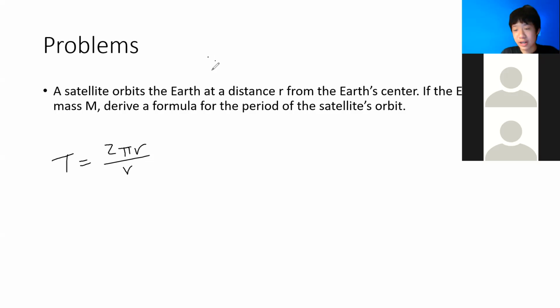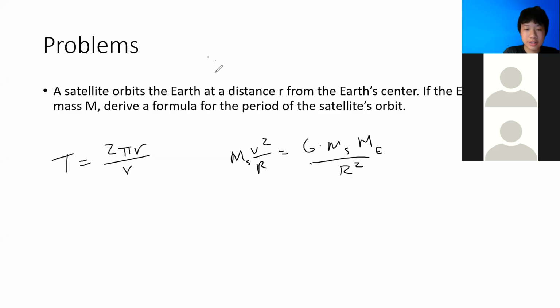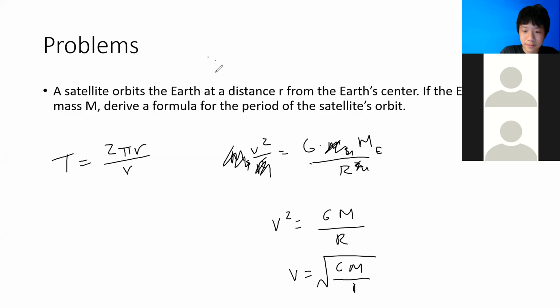The force of gravity applies centripetal acceleration to the object, which means m v squared over r. Let's label this m_s, the mass of the satellite. This is the centripetal force. This is equal to the gravitational force, which would be G times the mass of the satellite times the mass of Earth over r squared. All right, so let's do some simplifying. We've got the mass of the satellite on both sides, and we have r here. So v squared equals G times the mass of Earth over r. V equals the square root of GM over r.